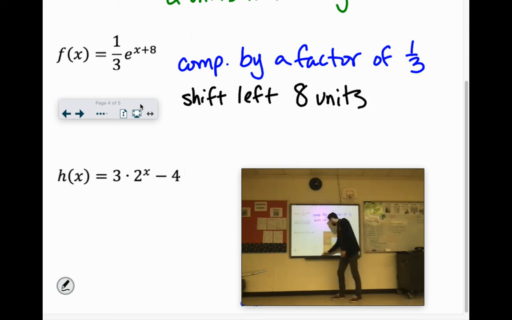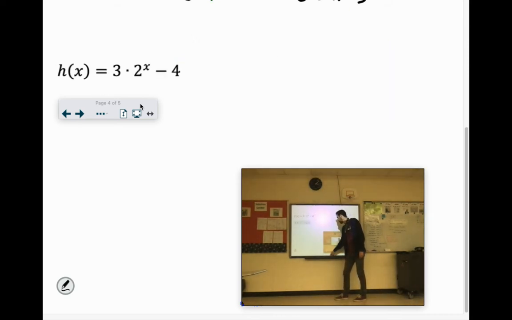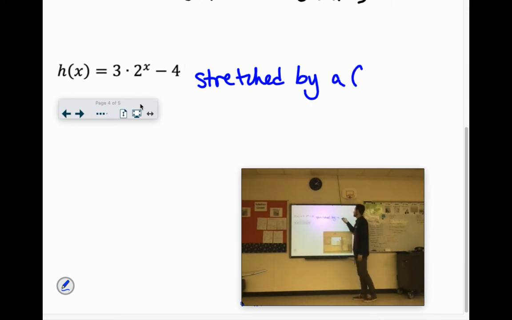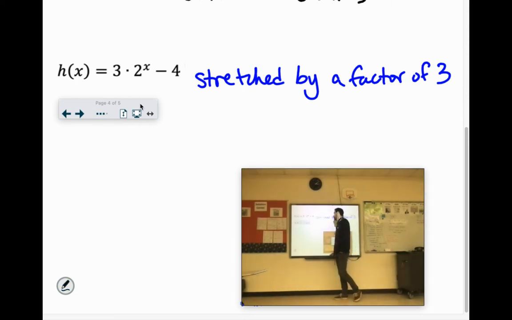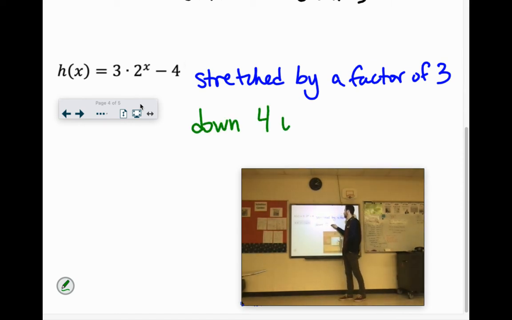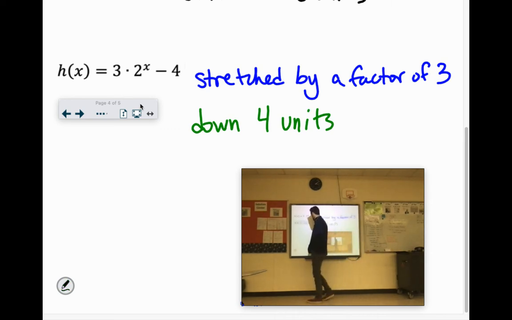And this last one, woo, this has got a lot of them. So I see the 3 in front. That would be your stretch or compression. So this would be stretched by a factor of 3. There's just one other transformation. The minus 4 at the end would be shifted down 4 units. Sweet, that wasn't too bad.